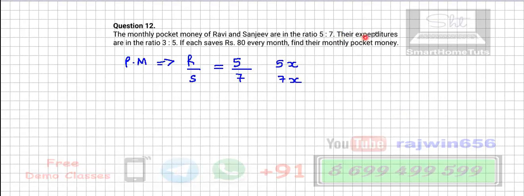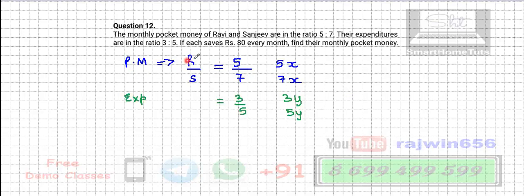The second part is their expenditure. This is in the ratio 3:5. So this is what we are taking as the second condition, that is expenses or expenditure. Again Ravi is to Sanjeev, this is in the ratio 3:5. Okay, so this I can take as 3y and 5y.